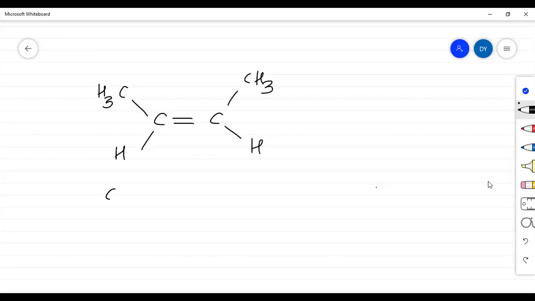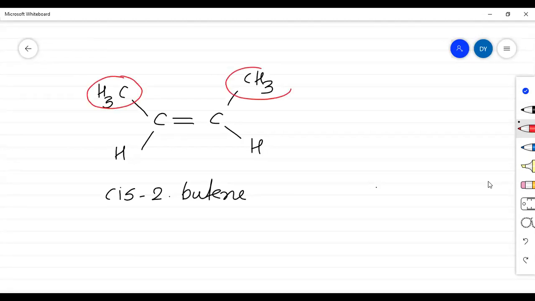Now students, this is cis-2-butene. Now why is it cis-2-butene? Because similar groups, this methyl group and this second methyl group on the second carbon atom are on the same side of the double bond, and these 2 hydrogens are on the same side of the double bond. This is called cis isomerism.